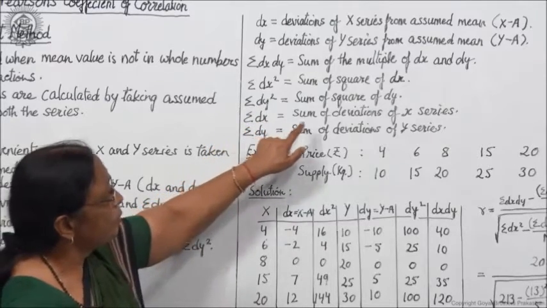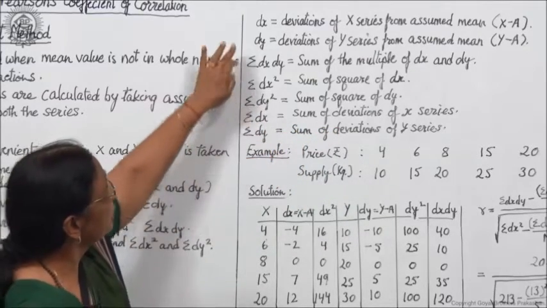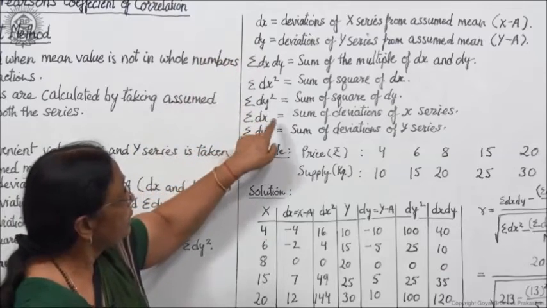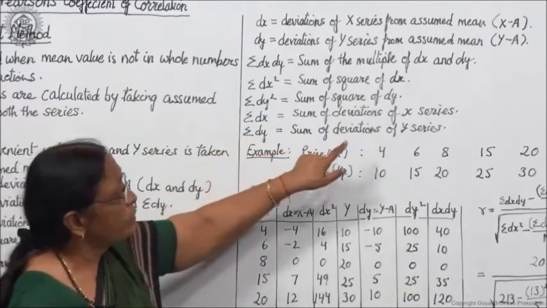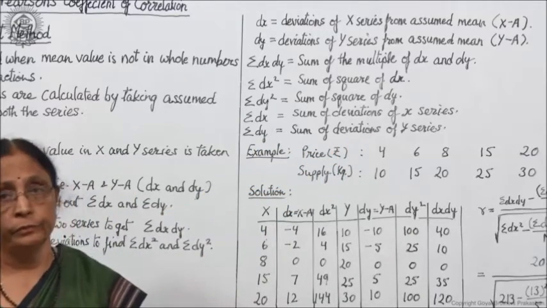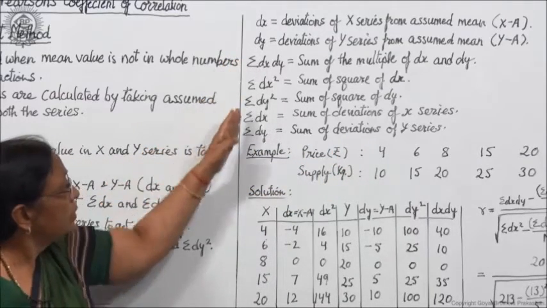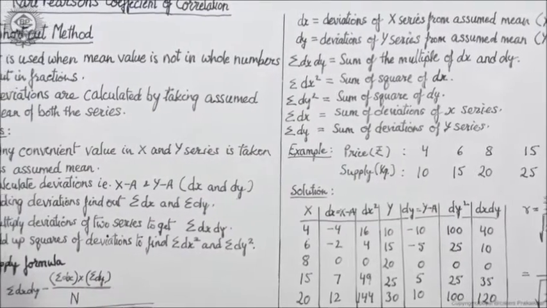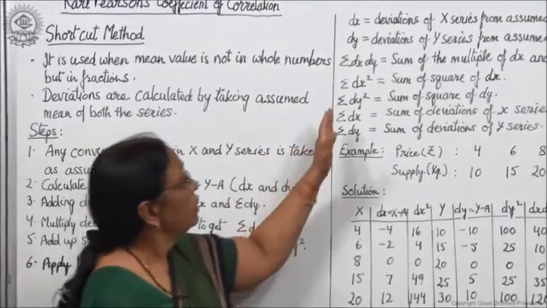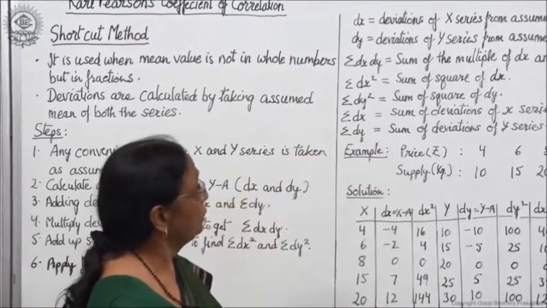Sigma dx is the sum of deviations of the x series, here it was dx, and the total of dx is the sum of deviations of the x series. Sigma dy is the sum of deviations of the y series. So these are the values you have taken over here. So this is the description of the formula.